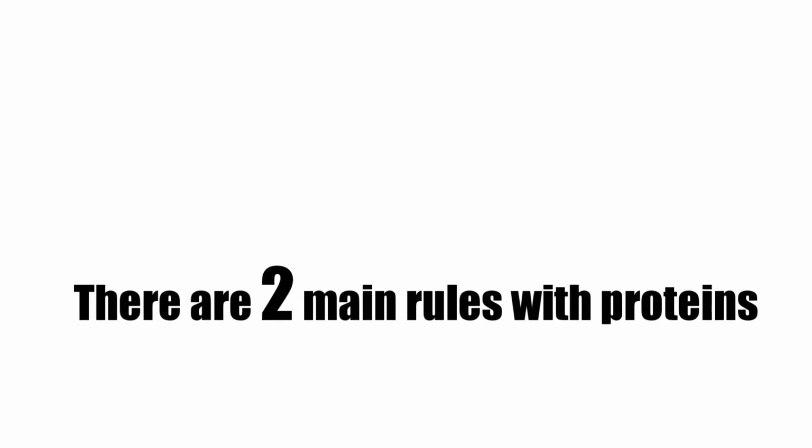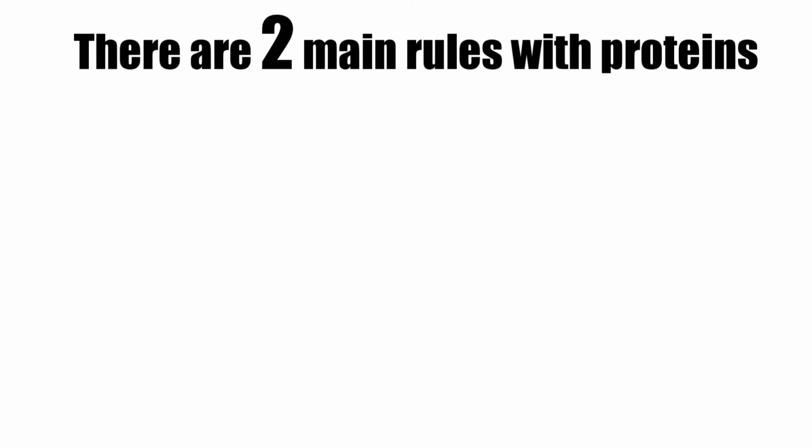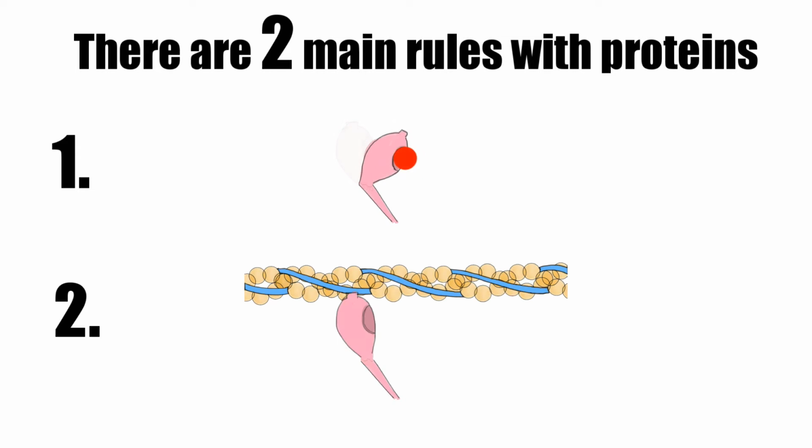If you want to get into the part about how it actually moves, well, there are rules. There are two main rules and they have to do with proteins. These rules are: 1. Proteins like to change shapes when stuff binds to them. And second, changing shapes can allow proteins to bind or unbind with other stuff.